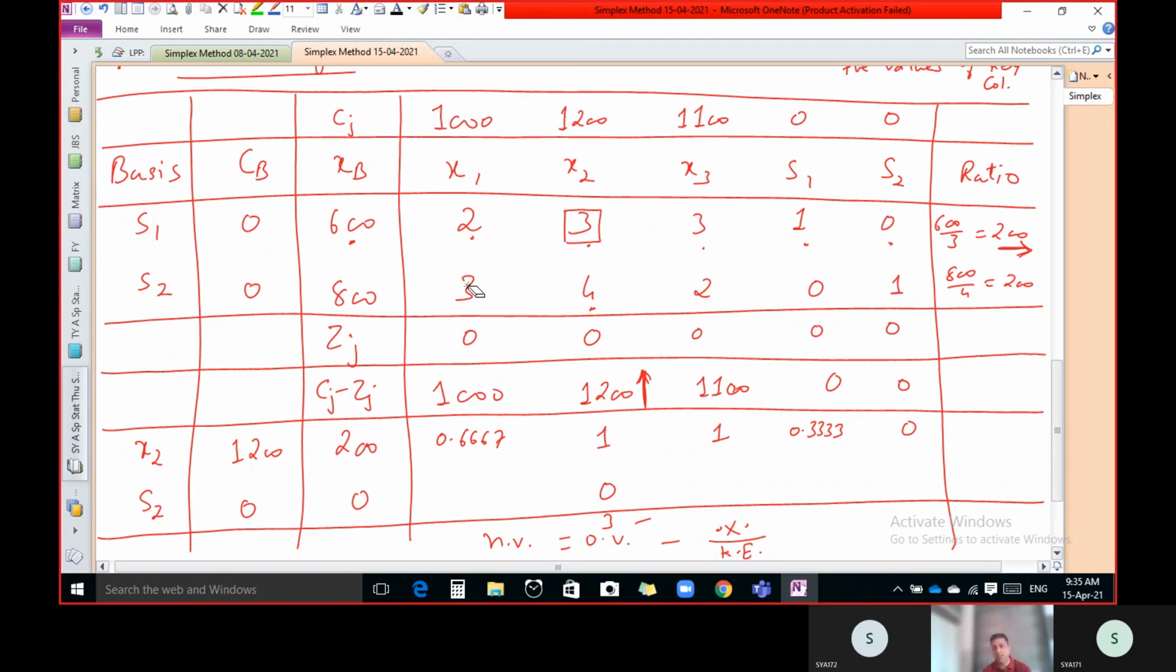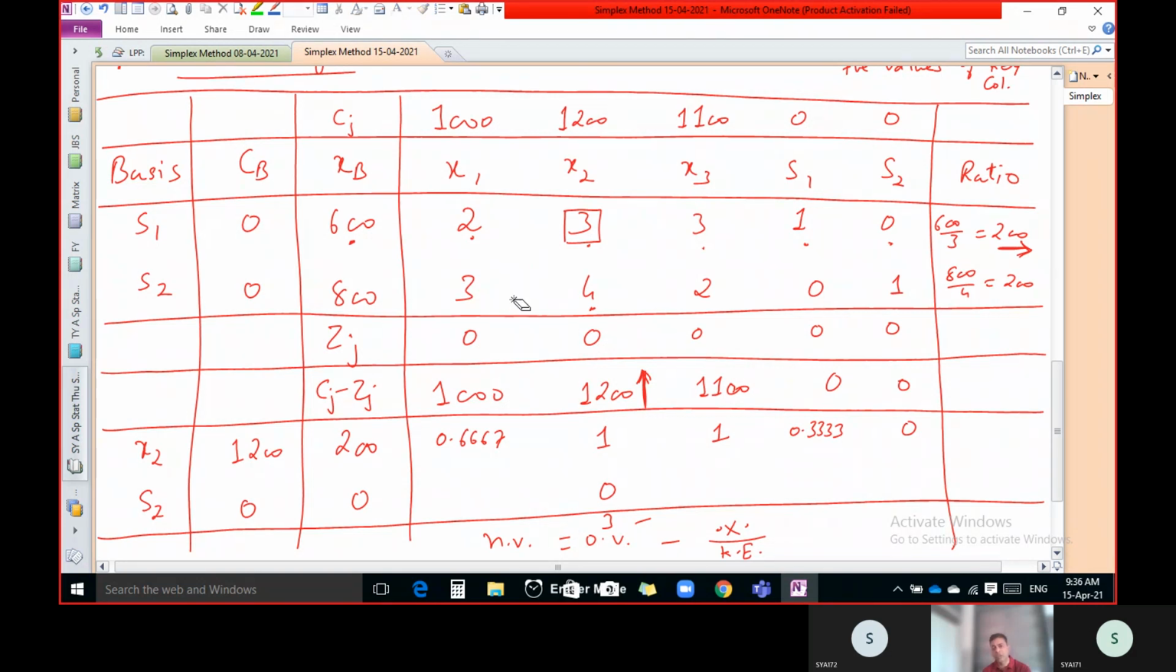Once again, my old value is 3. So this 3 minus what? 2 into 4 divided by 3. Whatever calculation we get, we will write here. So do the calculation: 2 into 4 is 8, divided by 3 is 2.6666, which you have to subtract from 3. So we get 3 minus 2.66666, which is 0.3333.